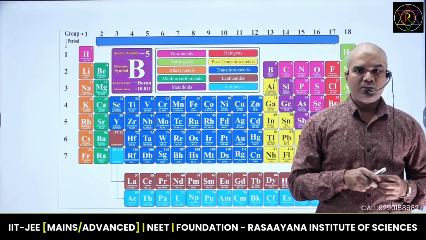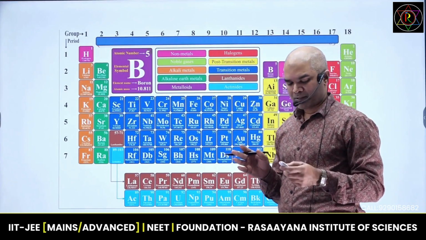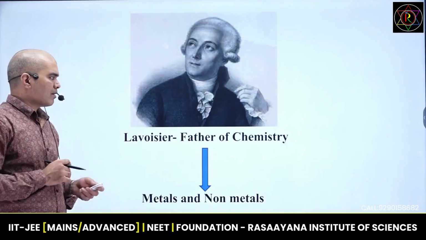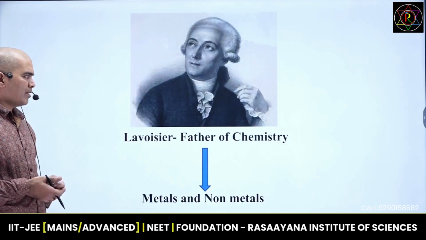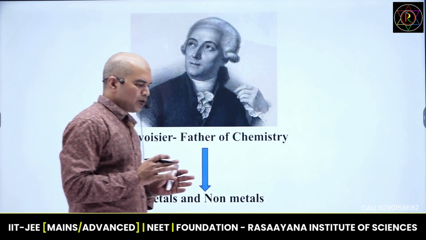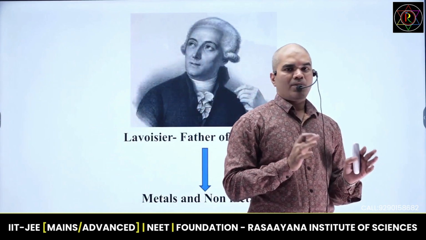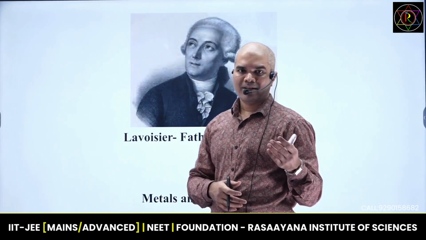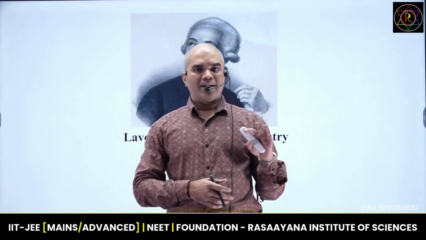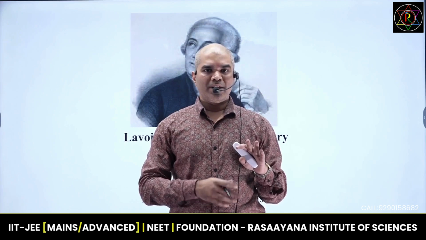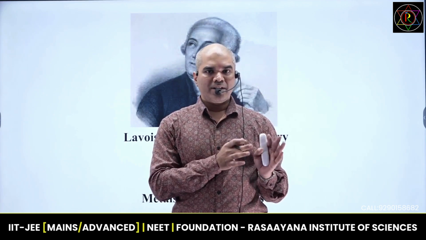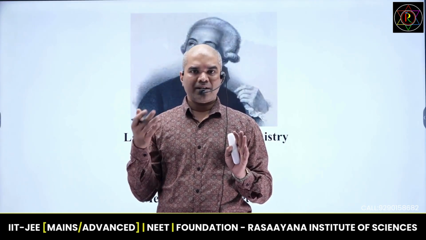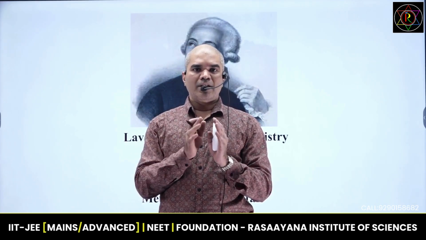Who is the first person who started to classify these elements? The father of chemistry. Here you can see Lavoisier. We call him the father of chemistry. Whatever elements were known at that particular time, based on their properties, whether they are highly conducting or low conducting, whether they are lustrous, shining or not shining. When I say conductivity, let it be thermal conductivity or electrical conductivity.